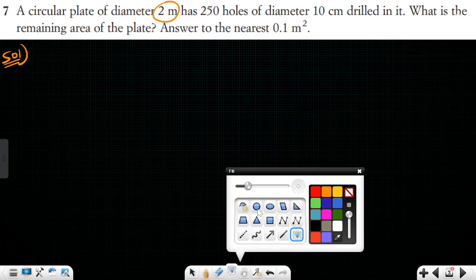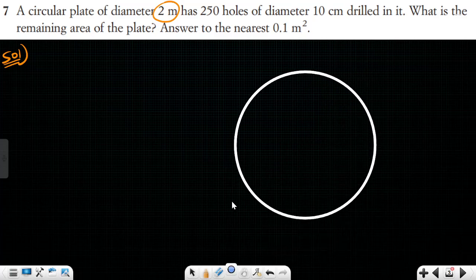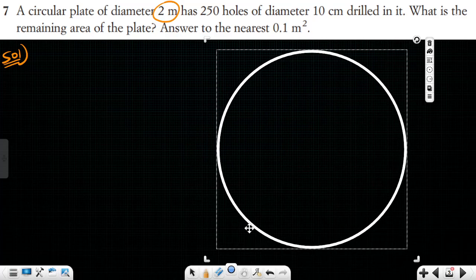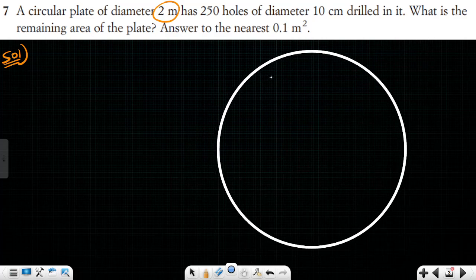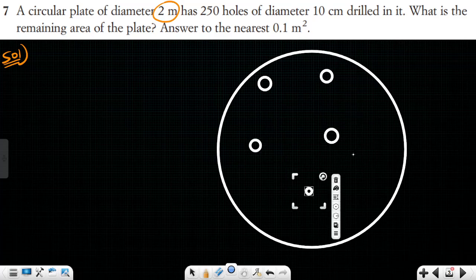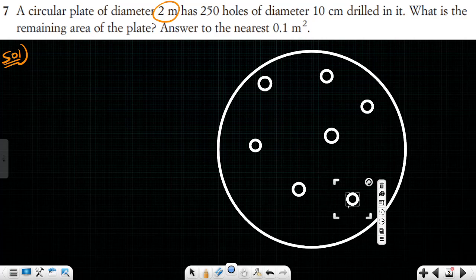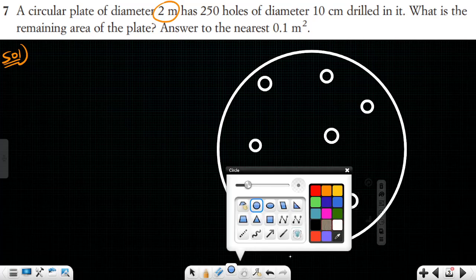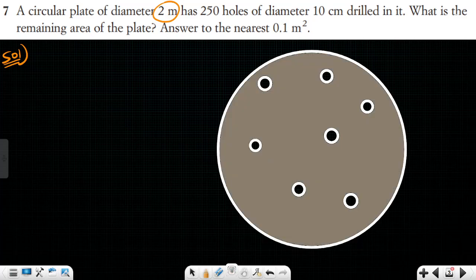Okay, if you see this carefully, you have a circular plate, and inside it you have plenty of holes. Now all holes are of the same size. In my diagram they are not being shown. Holes are being drilled, remaining the whole plate. Yeah, the plate is looking like this. Fine.